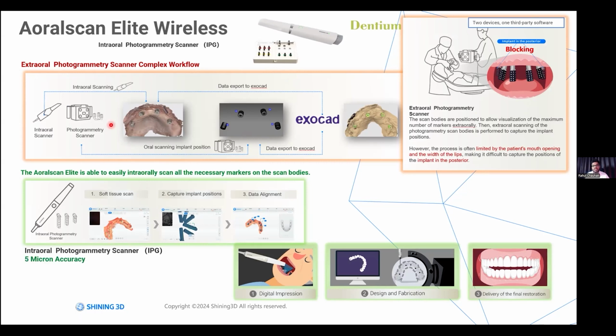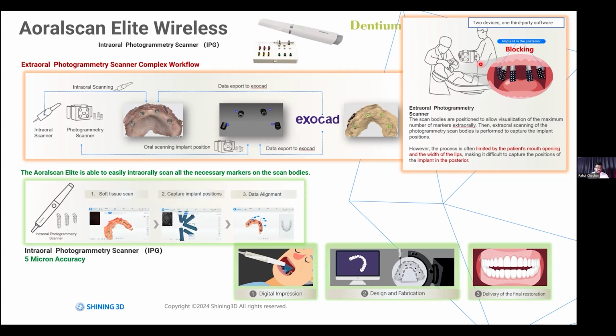So this is the extraoral. You will capture the exact position of the implant with them. But for the soft tissue, you need a scanner as well. So you need one scanner, then you need the photogrammetry, and then our third-party software to combine both scanners and implant positions. So you can see the exocad we are using here with the extraoral photogrammetry unit. And another disadvantage is that if the implant is placed in the posterior area, it is very difficult to capture with the extraoral device. So these are the limitations.